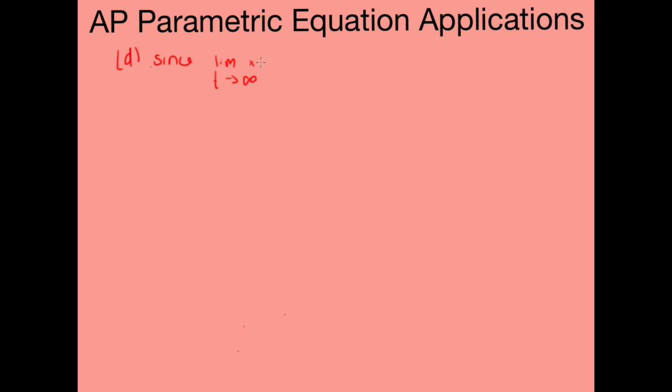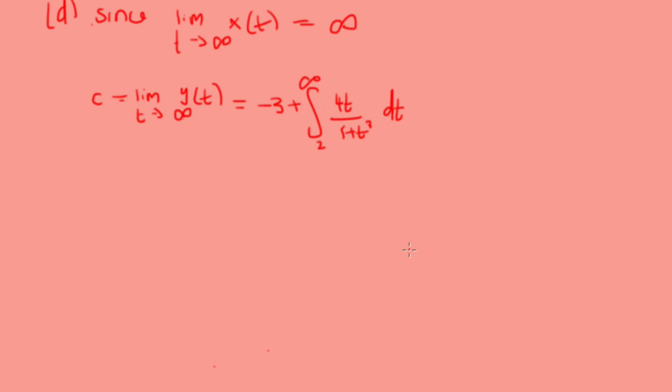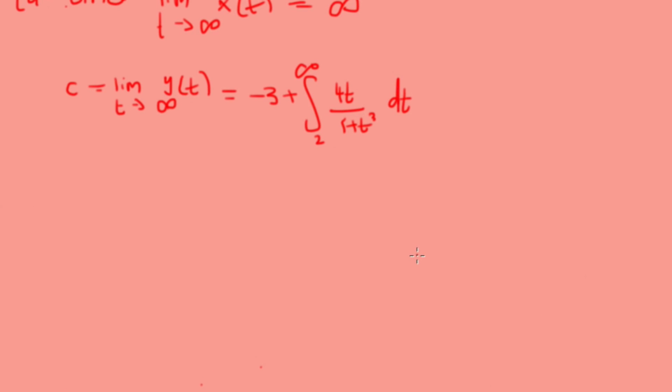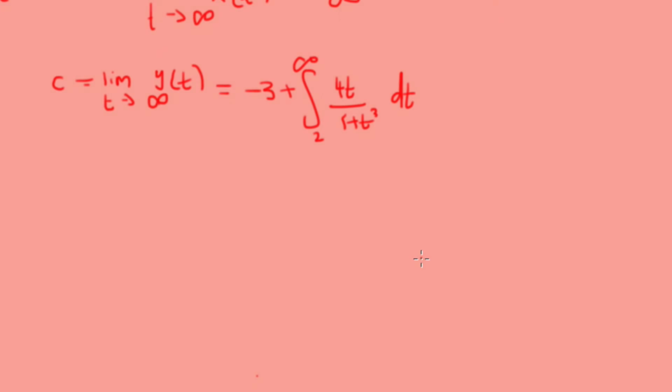Since the limit as t approaches infinity of x of t is equal to infinity, c is equal to the limit as t approaches infinity of y of t, which is equal to negative 3 plus the integral from 2 to infinity of 4t all over 1 plus t cubed dt.